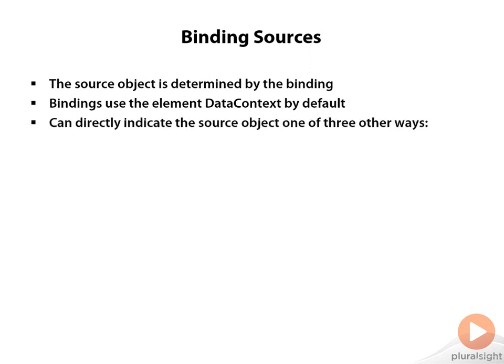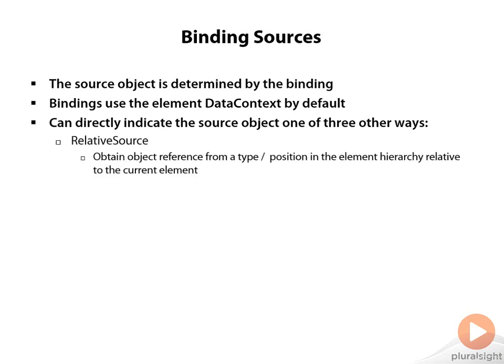But there's actually three other ways that you can explicitly point to some source object. First one is a relative source binding. Relative source is a property on the binding that you can point to a relative source markup extension that indicates where the source object can be found in the element hierarchy. So it's called relative source because it's kind of like a relative path within the element hierarchy. And there's a couple different forms this can take on that we'll look at in a demo.